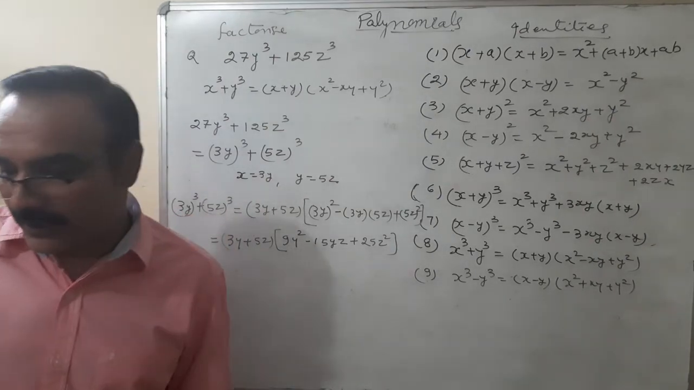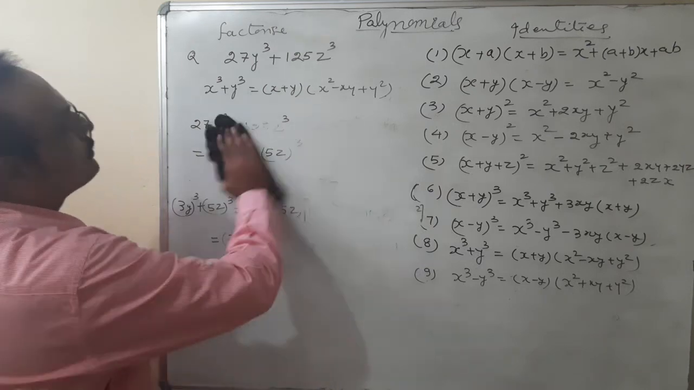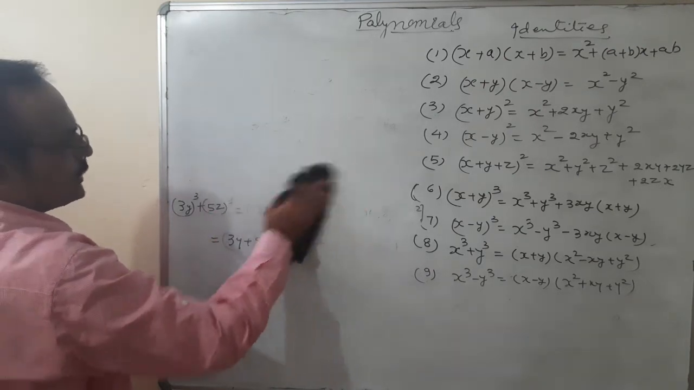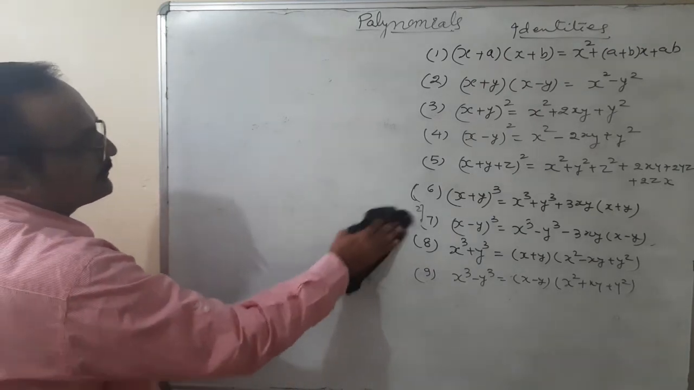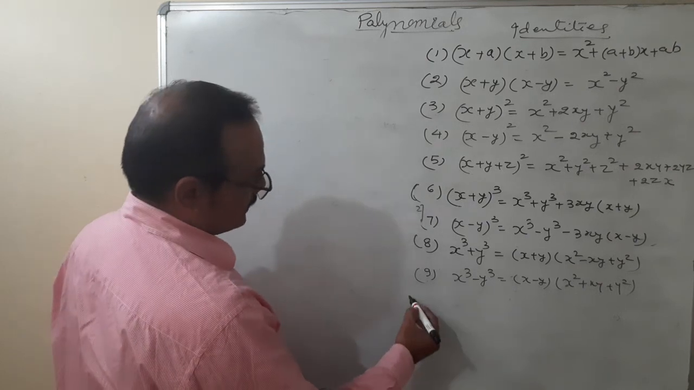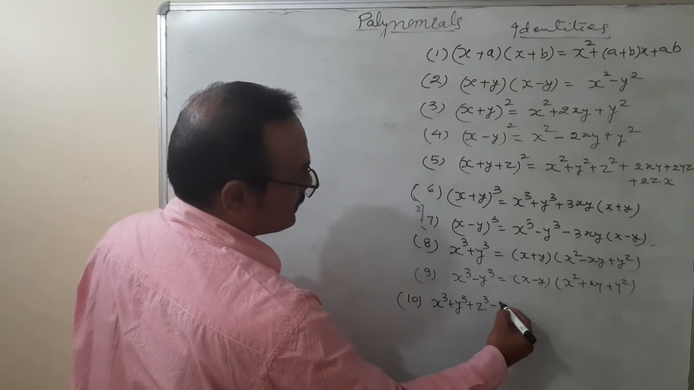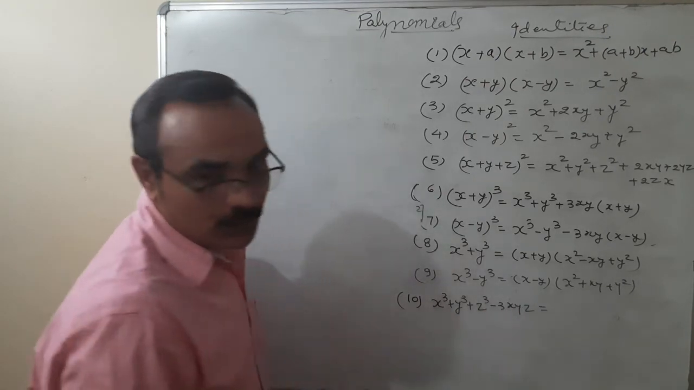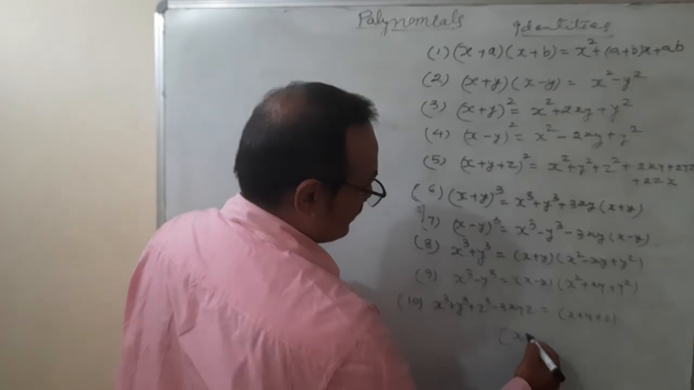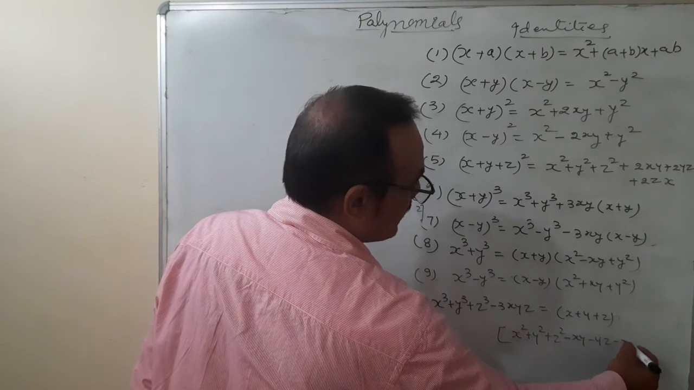One last identity is coming here, that is x cube plus y cube plus z cube minus 3xyz is equal to, in the first bracket, x plus y plus z, and in the second bracket, x square plus y square plus z square minus xy minus yz minus zx.